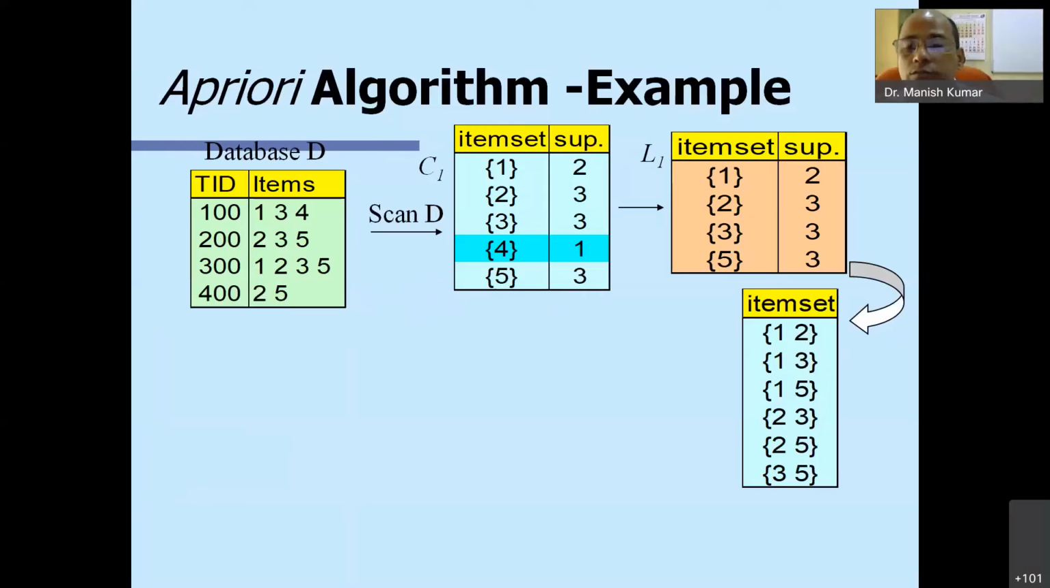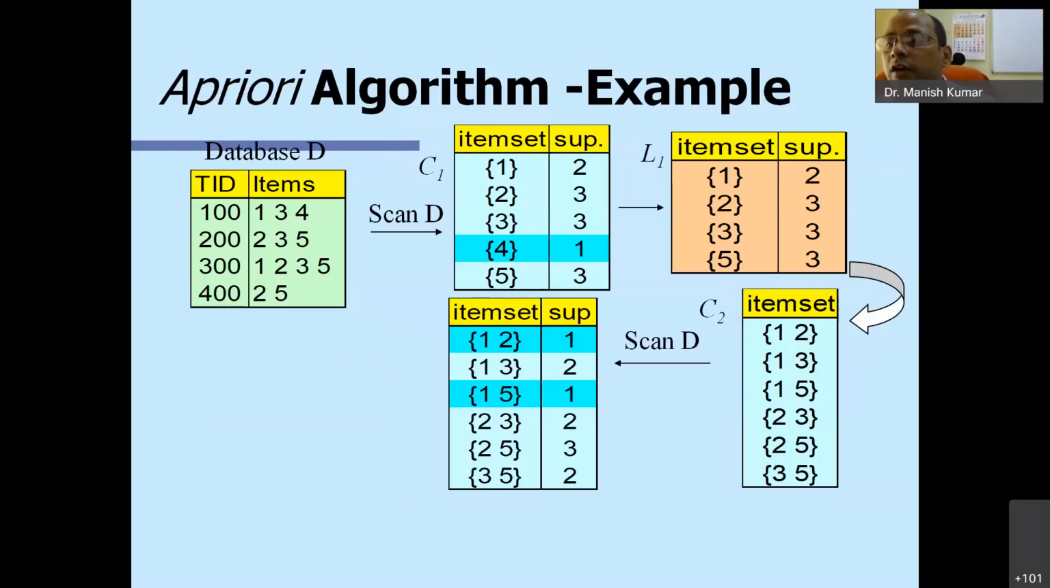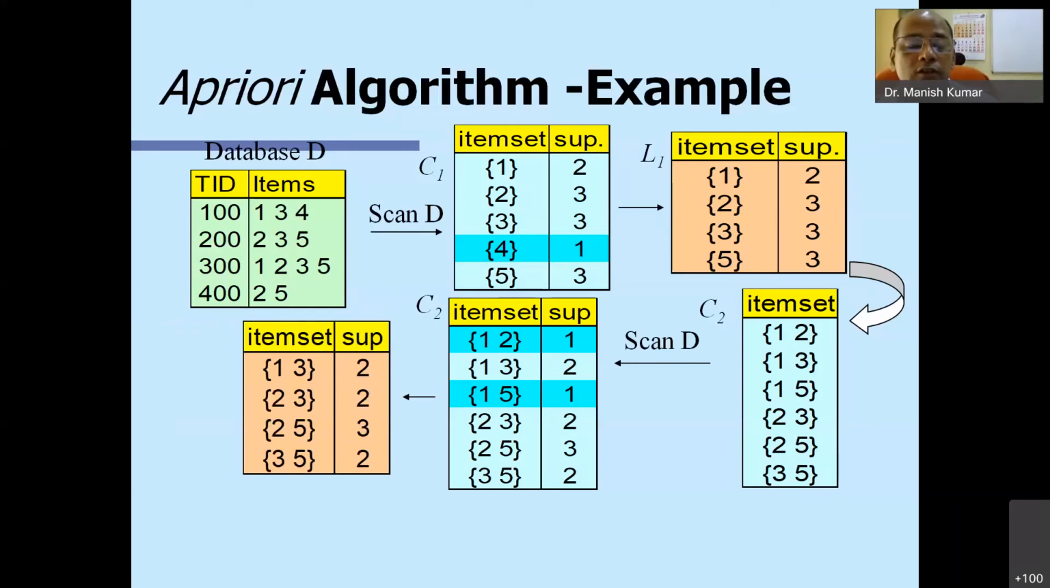Then we make pairs of 2 items, and we get the second candidate set, C2. Then we go for frequencies, and 1 2 and 1 5 will be ignored, as they do not meet the minimum support criteria. So what we get from candidate set 2 is L2, which is 1 3, 2 3, 2 5 and 3 5.